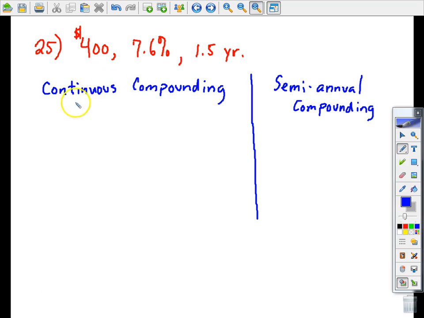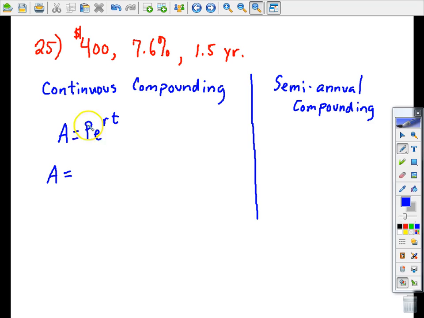Okay, I thought I'd also help you out with number 25. The book wants you to take the $400 investment at this interest rate for this amount of time, and what would that result in if we did continuous compounding? Well, remember, I showed you in class today, we have a formula whenever we want to calculate interest that is compounded continuously, we will use this formula.